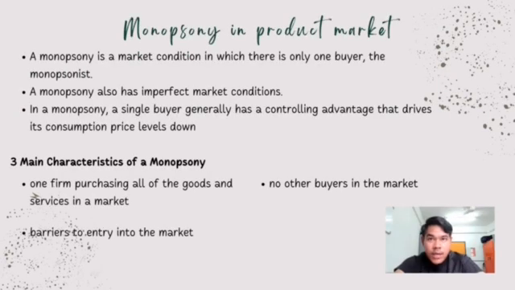Monopsony in the product market. A monopsony is a market condition in which there is only one buyer, called the monopsonist. A monopsony also has imperfect market conditions. In a monopsony, a single buyer generally has a controlling advantage that drives its purchasing price levels down. There are three main characteristics of monopsony. First, one firm purchasing all of the goods and services in a market. Second, no other buyers in the market. And third, barriers to entry into the market.